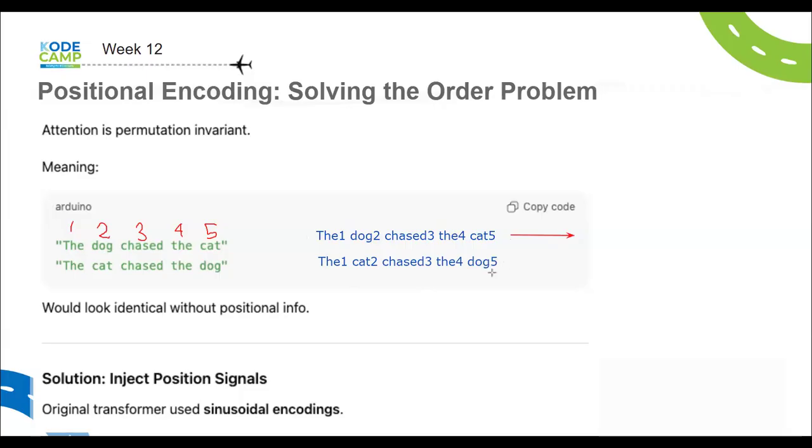So even when you jumble it up and put it back in, even if you were to jumble it back up and it will now be the cat 5, chased 3, the 4, dog 2, right? That kind of is different. So the way that the transformer will interpret it, or the meaning it will assign to this, will be different, right? From the meaning it will assign to this simply because of that. And that's really what positional encoding does.